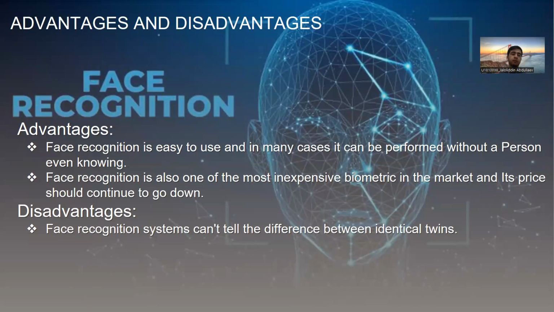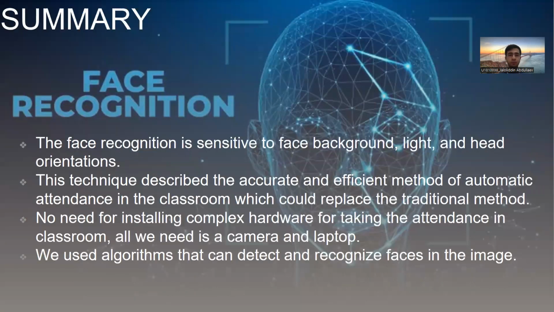And the advantages of the project: first of all, face recognition is easy to use, and in many cases it can be performed without the human factor. And second, face recognition is also one of the most inexpensive biometrics on the market, and its price should continue to go down in the future, I guess. So the disadvantages: face recognition systems can't tell the difference between identical twins. That's one of the problems we are facing now in the project.